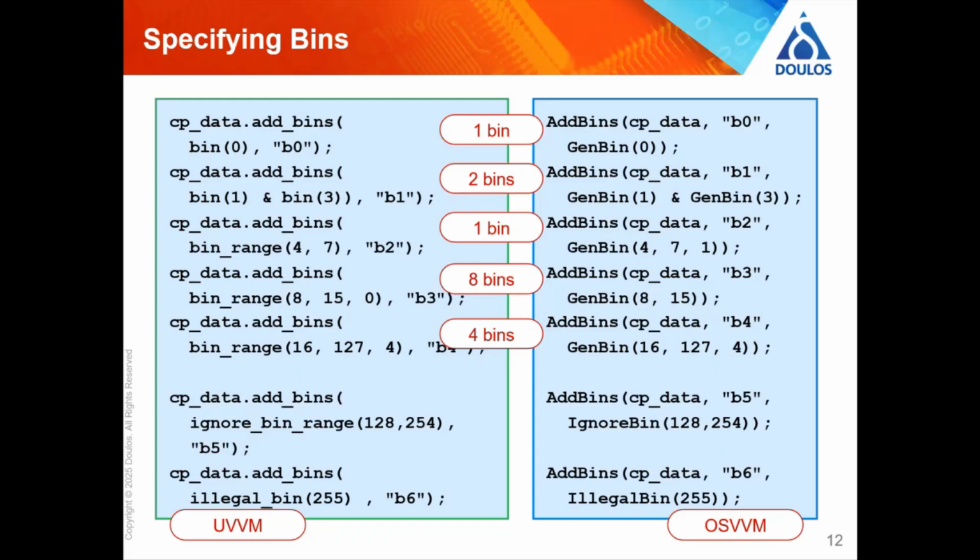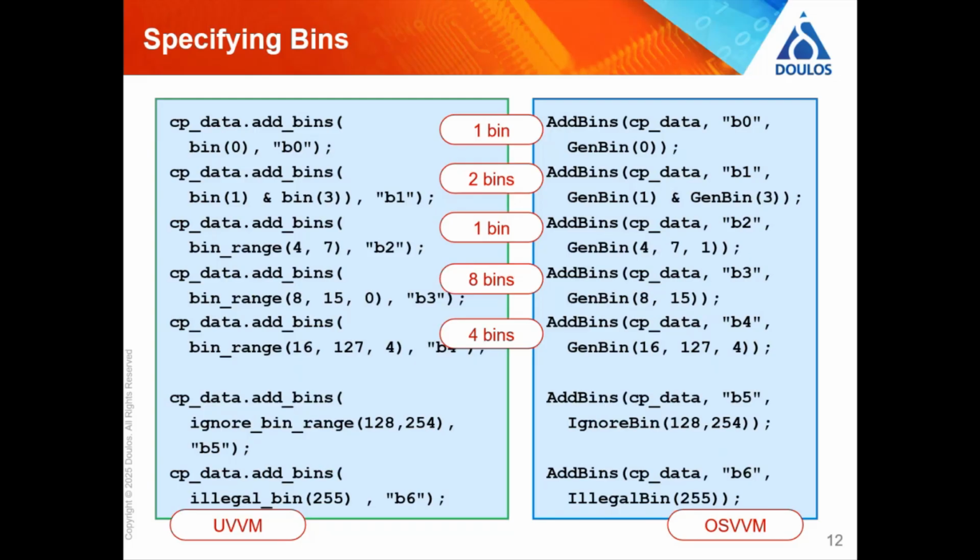The two at the bottom are quite interesting. The first one here is ignore bins. So there are some values you just don't care about. Maybe they're things which will never happen, and therefore you don't want them reported as coverage holes. Or maybe they're things that you're just not testing in this particular run of your verification. So in that case, we could say, well, please ignore any values that occur between 128 and 254.